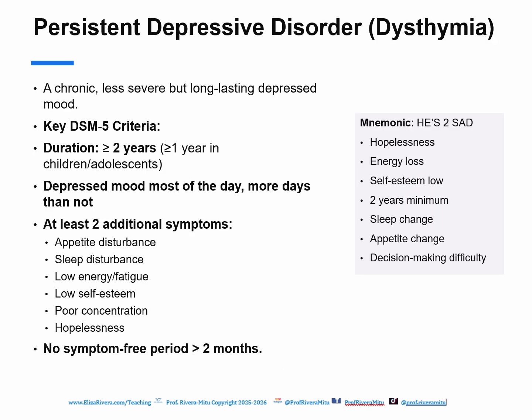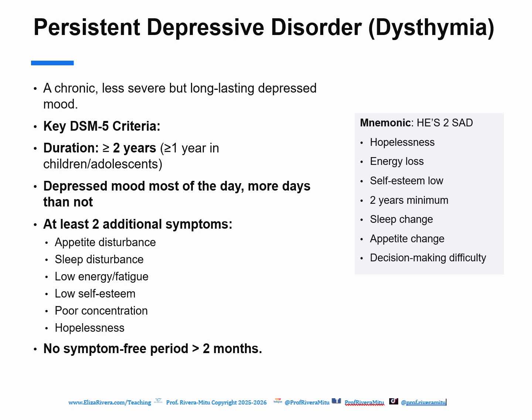Now let's talk about persistent depressive disorder, otherwise known as dysthymia. This is a more chronic but less intense form of depression. Think of it as a lingering sadness that never quite lifts. Patients must experience a depressed mood for at least 2 years, or 1 year in children or adolescents, along with 2 or more additional symptoms like fatigue, low self-esteem, or hopelessness. The key difference from MDD is duration.